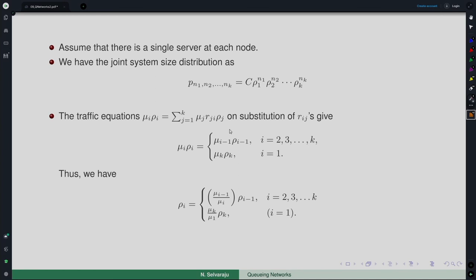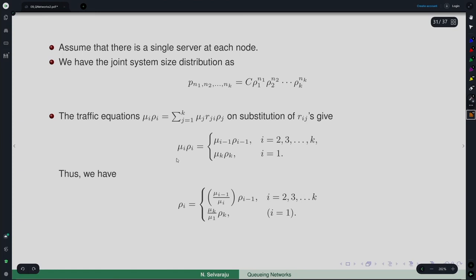Many a time, because we know that rho I is the relative utilization, then mu I rho I is relative throughput, which is relative lambda i's. So you would find in many situations that people write mu I rho I as a single quantity, like we did for the MVA algorithm. Whether you are determining rho I or mu I rho I together, it is one and the same. That is why one writes it in that form also, as the traffic equation, but we will keep it in this form.